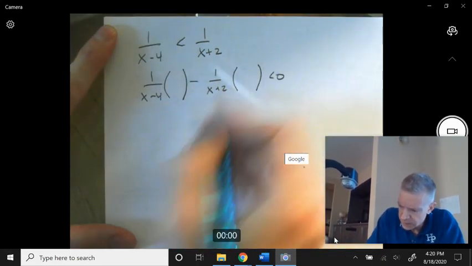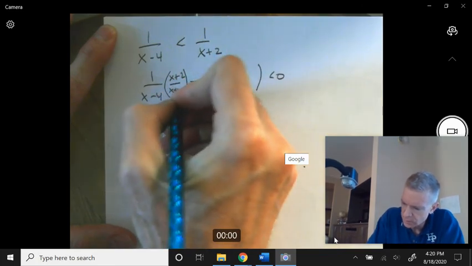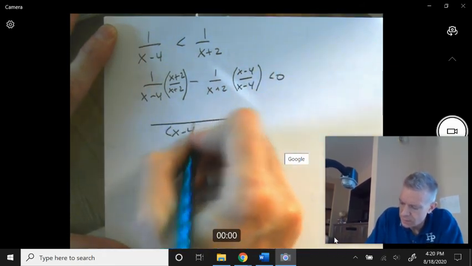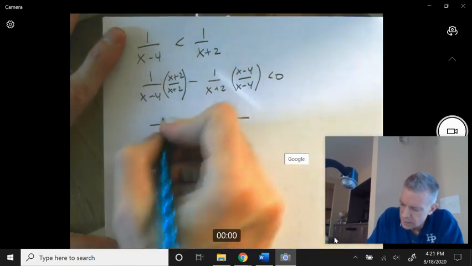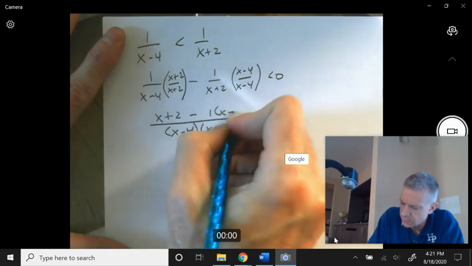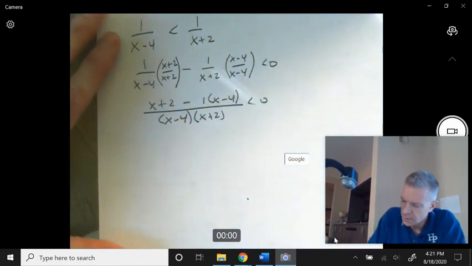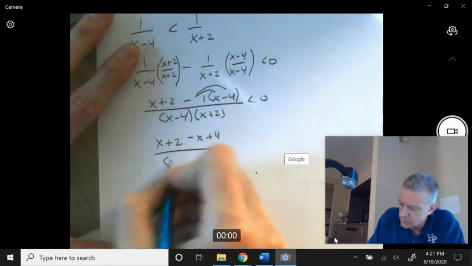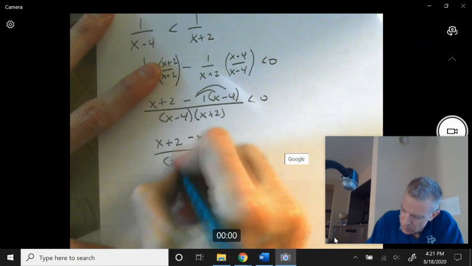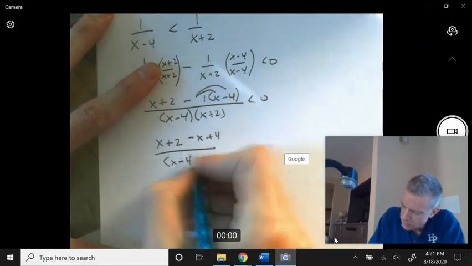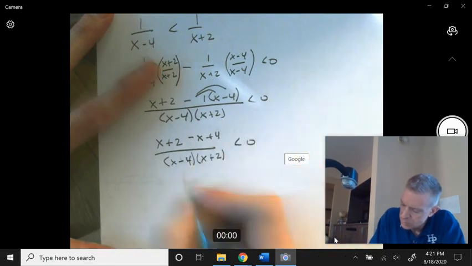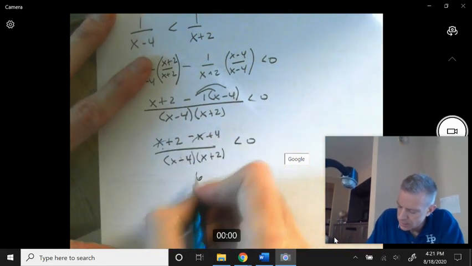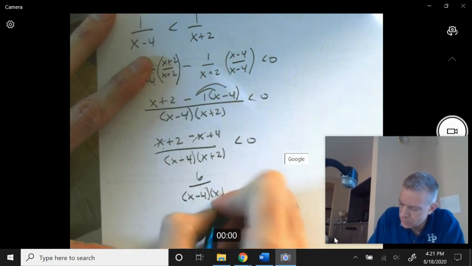We need to combine these. So I've got x plus 2 over x plus 2, and x minus 4 over x minus 4. So my denominators match now. I've got 1 times x plus 2 minus 1 times x minus 4. X plus 2, distribute that -1, minus x plus 4, over x minus 4, x plus 2. So the x's go away. I thought this one turned out a little bit worse than it did. I just get 6 on the top, x minus 4, x plus 2, less than 0.